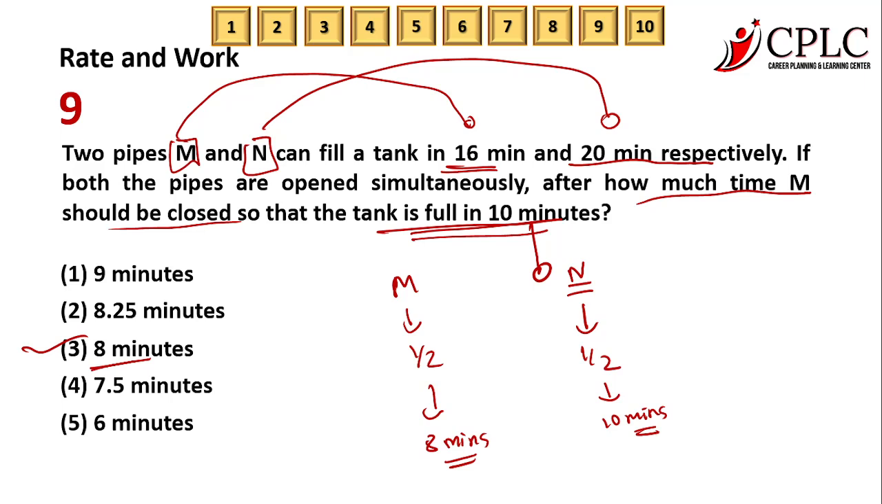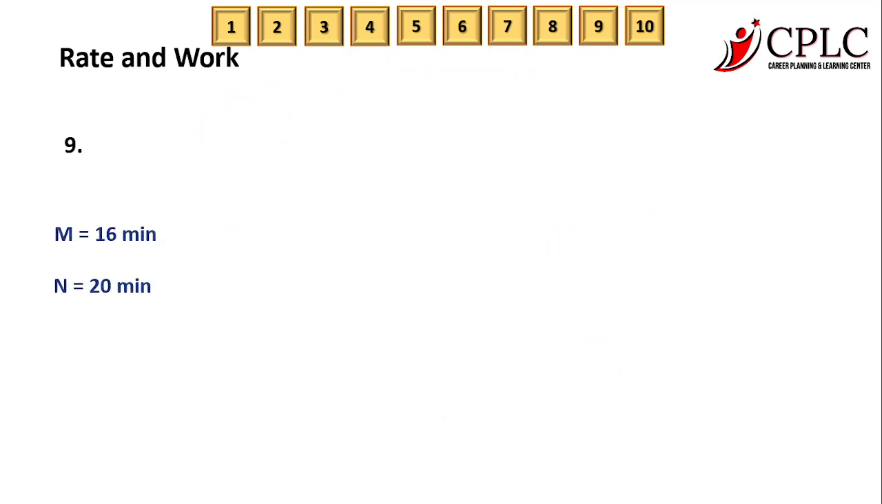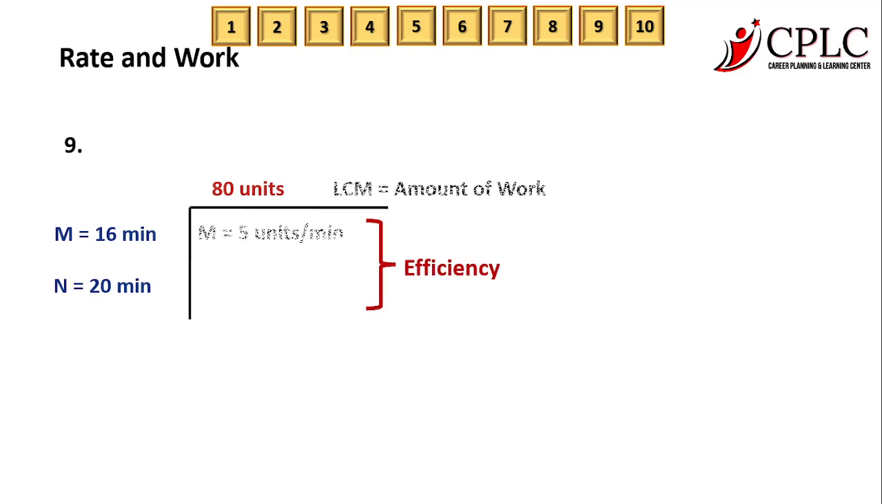But of course, let's do it from the LCM aspect also. So the LCM will be, that is, the vessel capacity should be common for both 16 and 20, which is 80 units. Let's do the efficiency calculation. M can do 80 units in 16 minutes. So 16 fives are, and then 20 fours are. So M's efficiency is 5 units per minute. N's efficiency is 4 units per minute.